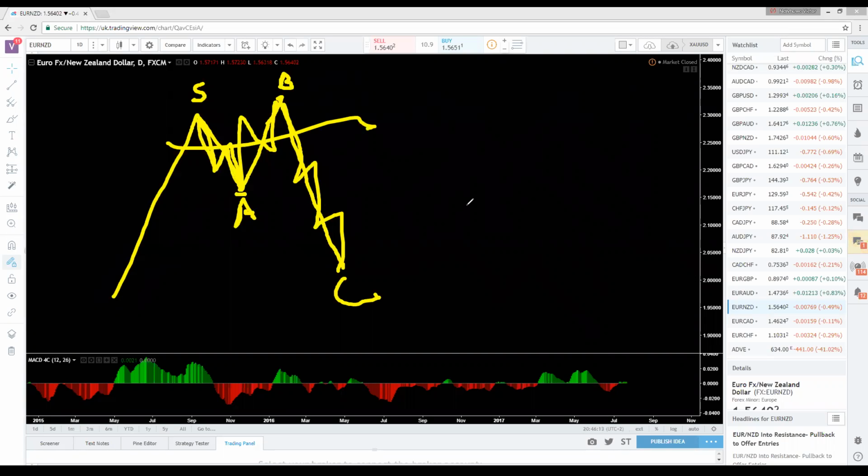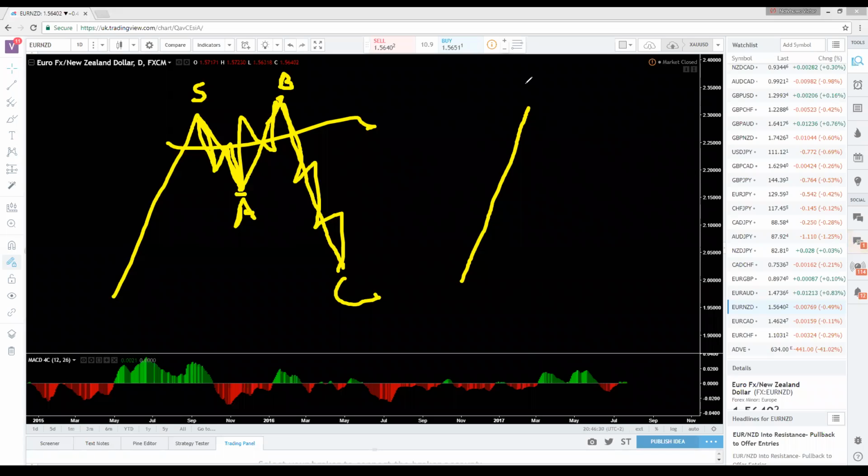And the last one that is not very common in the chart is what we call a contracting flat. I call it a contracting flat. I'll show you just now. All right.